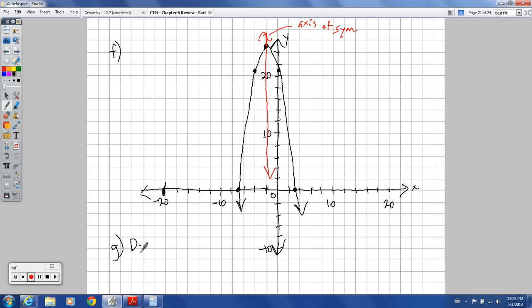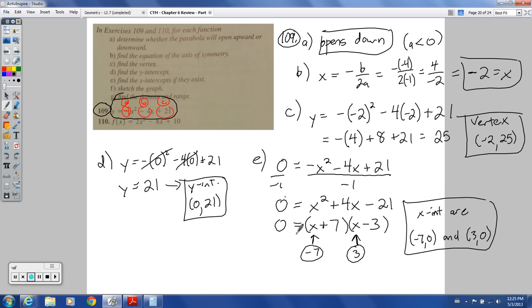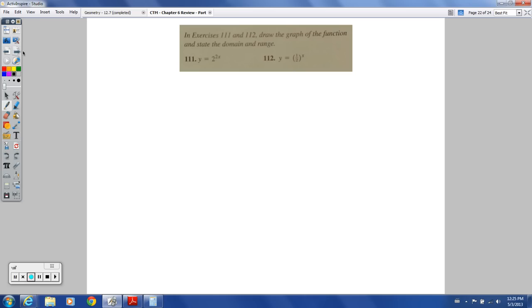And then G, the domain and range. Domain is all possible x values, which would be all real numbers. Everything would work there. You can plug in anything for x. But the y values can't get any higher than that right there. They're not going to get any higher than 25, which was that point right there. So the range would be all y values such that y is less than or equal to 25. So not as bad as I thought. I thought it might take more time, but we didn't have to use the quadratic formula, so that made it a little quicker for us there. But you should know how to do it as well.